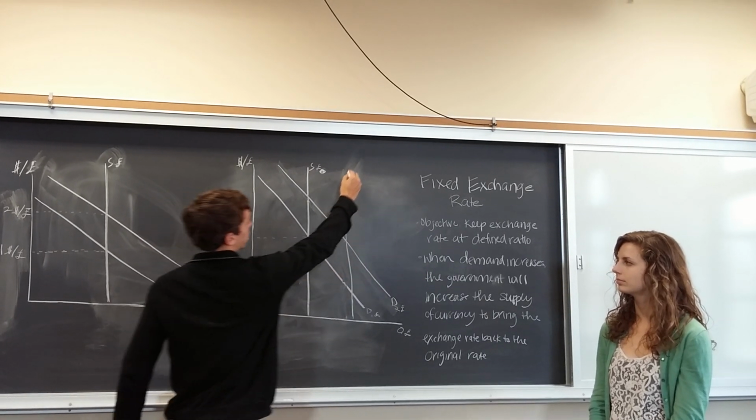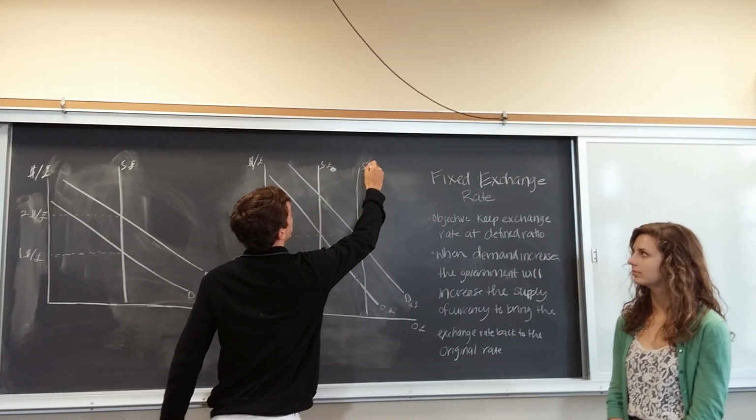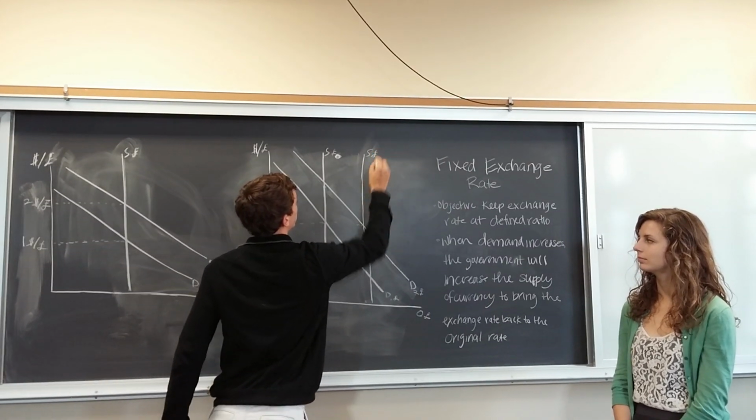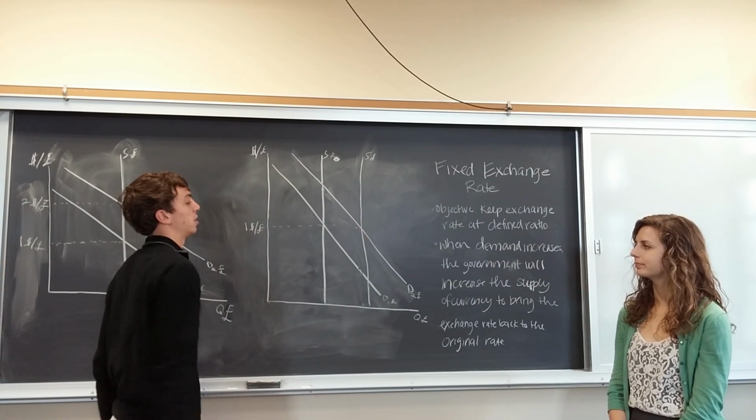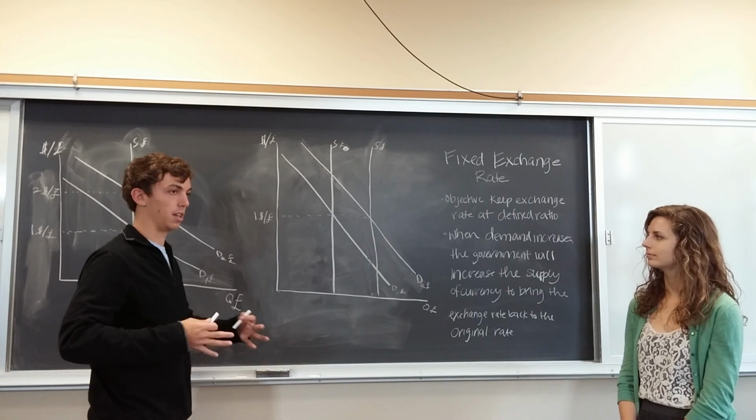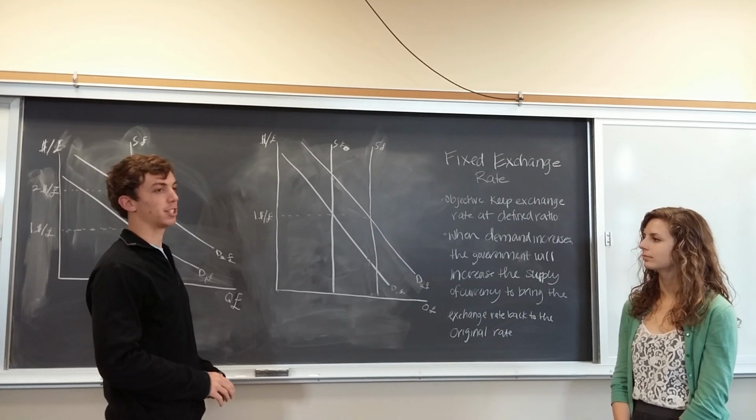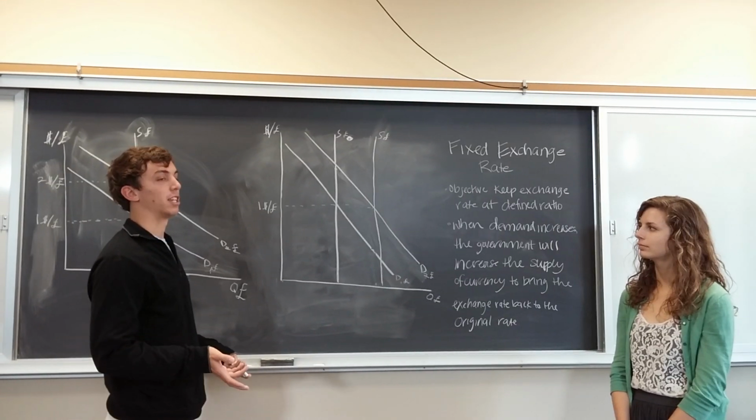Thus, as we can see, if they increase the supply of the currency out to this level, it will enable the exchange rate to remain fixed, and thus proving that with fixed exchange rates, the exchange rate will not fluctuate.